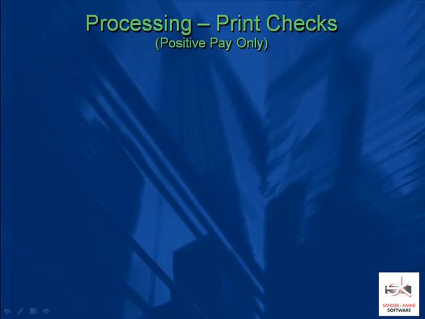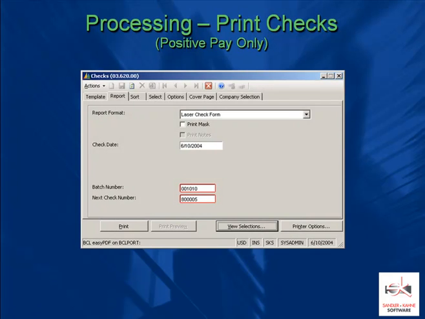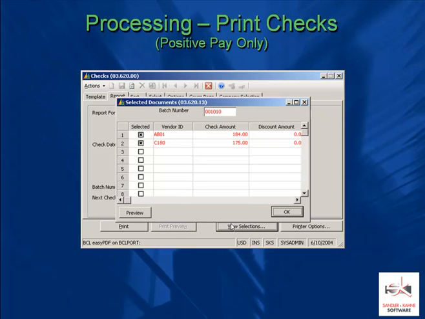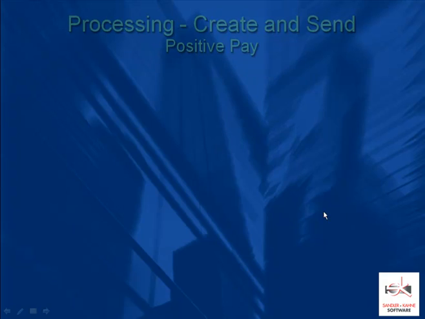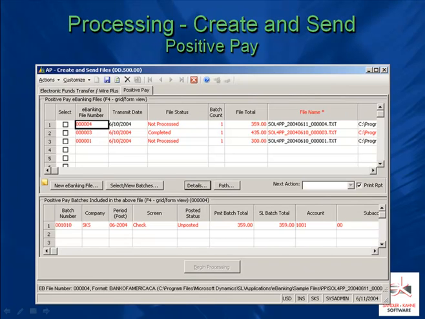Now we print the checks as part of our normal processing flow. We can see our checks by viewing the selections. Of course, after printing the checks, we keep the batch as usual. The resulting batch is now available for inclusion in a positive pay file to be sent to the bank. This is the eBanking Create and Send screen. In this case, we're doing our positive pay processing, so we have that tab selected.